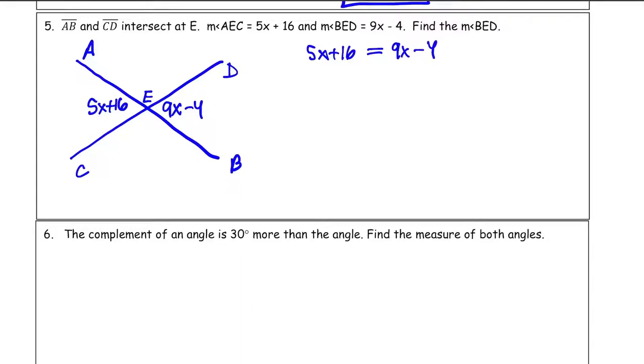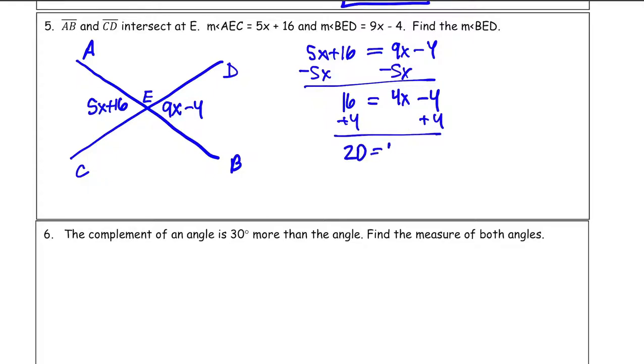So what I'm going to do, variables are on opposite sides. I'm going to subtract the smaller one over. Minus 5x, minus 5x. I still have my 16 here. That'll come down. 9x minus 5x is 4x minus 4. Now I'm going to add 4 to both sides. That gives me 20 equals 4x. Divide by 4. 5 equals x. The question says find the measure of angle BED.